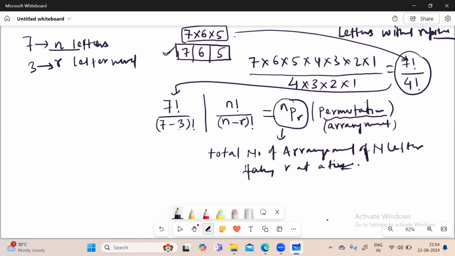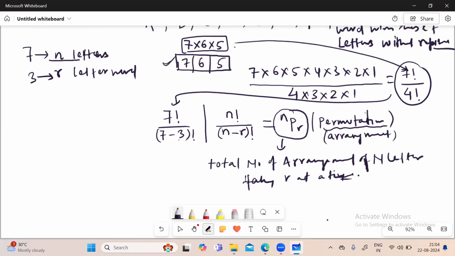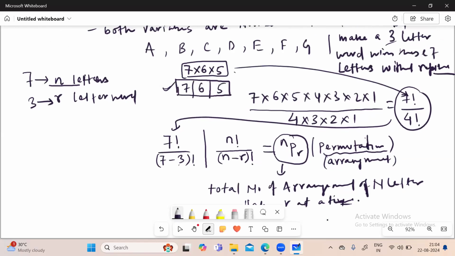अच्छे से चल नहीं रहा आज. टेकिंग R at a time. ठीक है, यहां तक सबको एक बार घूरो तो अच्छे से. क्या हुआ, सबको समझ में आया? How did we get this nPr? सबको समझ में आ गया? Yes, sir.